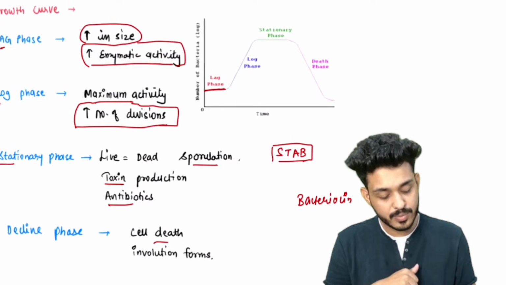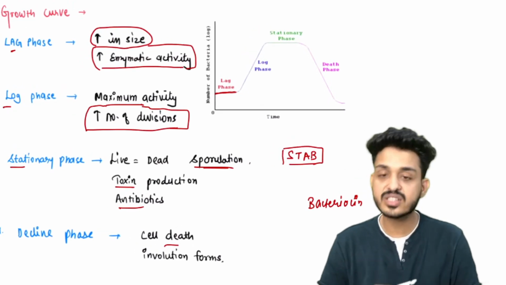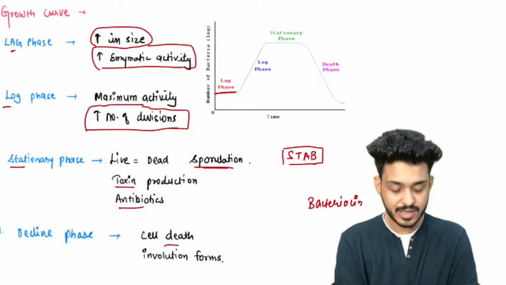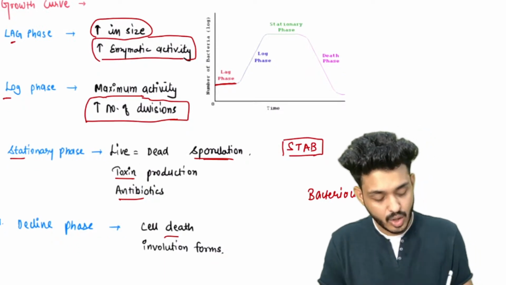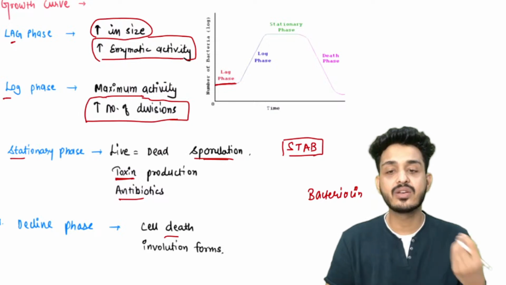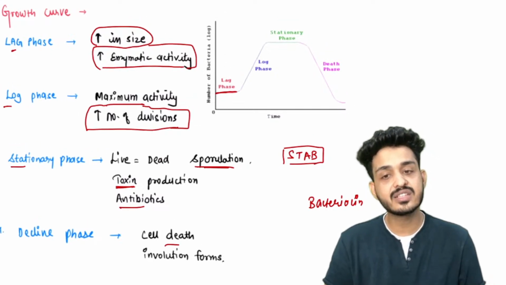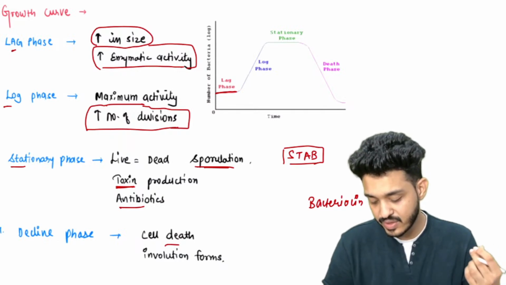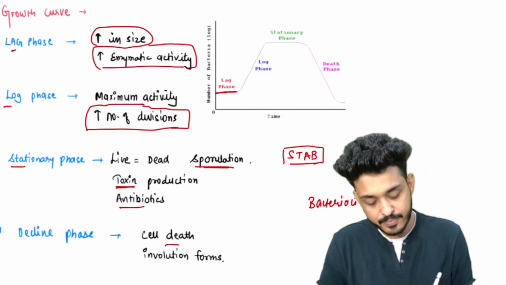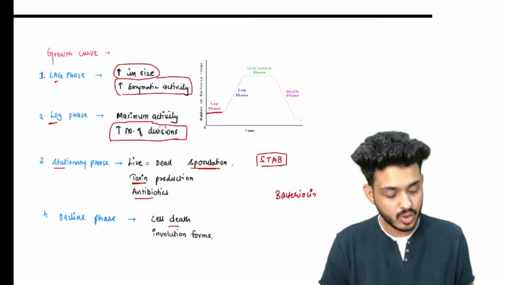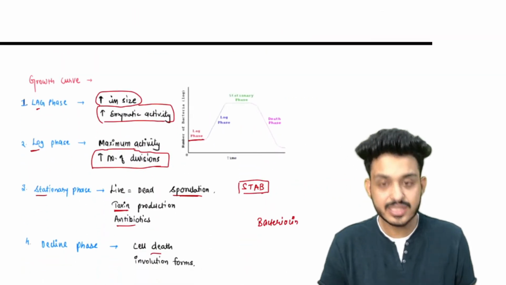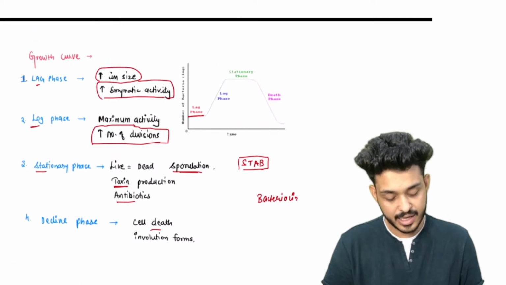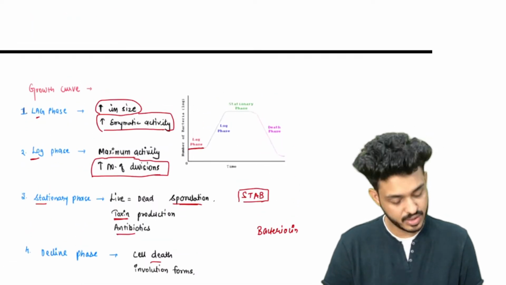If they ask you where spore formation will occur, your answer will be the stationary phase. Toxin production will also occur in the stationary phase. If they ask you where the maximum number of divisions will be seen, that is your log phase. Based on this, they have asked you questions in your FMGE and NEET PG examination. I hope you will be able to solve this question from now onwards.